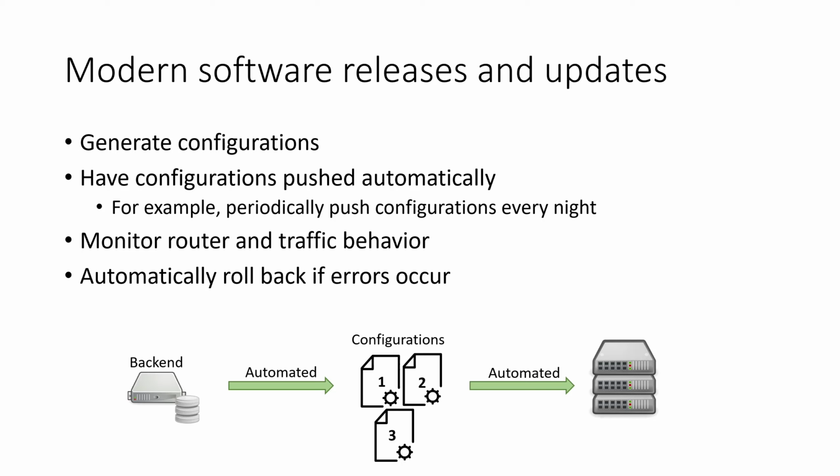But to do this, we would need additional functionality that we don't have today. We would need extensive monitoring of the router and the traffic to make sure that the automated push of the configuration doesn't break anything, or if something breaks, that we can automatically roll back whenever errors occur. So we would need this additional infrastructure that we don't have at the moment. And this is orchestration. Our system is kind of one of a kind, so we don't have orchestration as good as we would like at the moment.